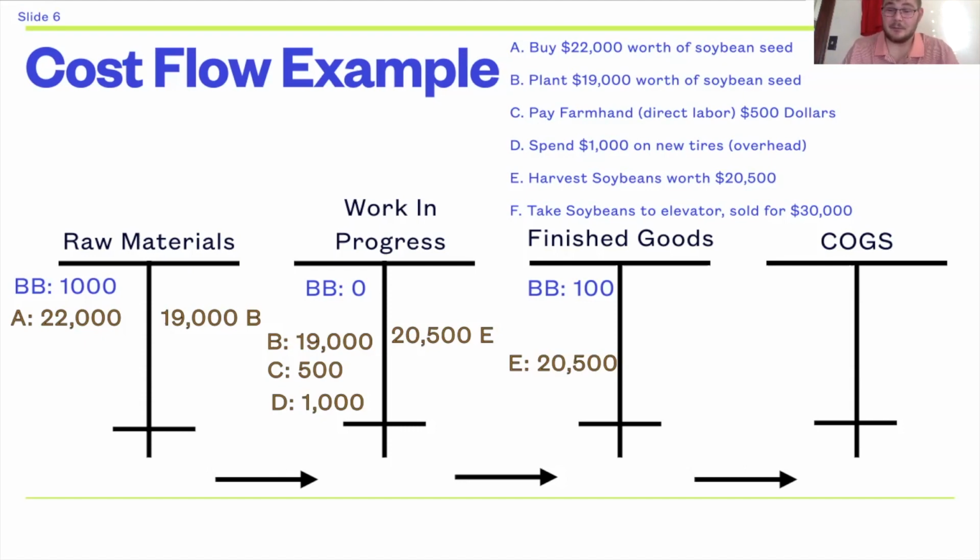So now we're going to take our soybeans to the elevator, and that's where we're going to sell them. So that means we're going to take them out of finished goods and move them into COGS. And in this example, again, it's kind of farming unique that the $100 left behind, you don't want to leave that in for very long. So you're really going to try to take all your finished goods out. This example doesn't say it, and it should, that we're going to take $20,600 worth of soybeans to the elevator and sell them for $30,000.